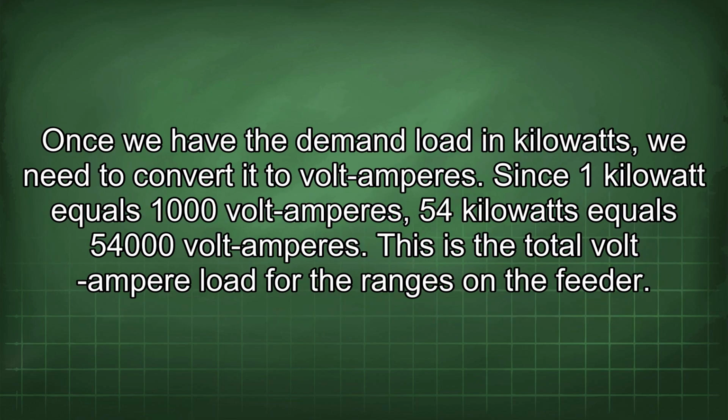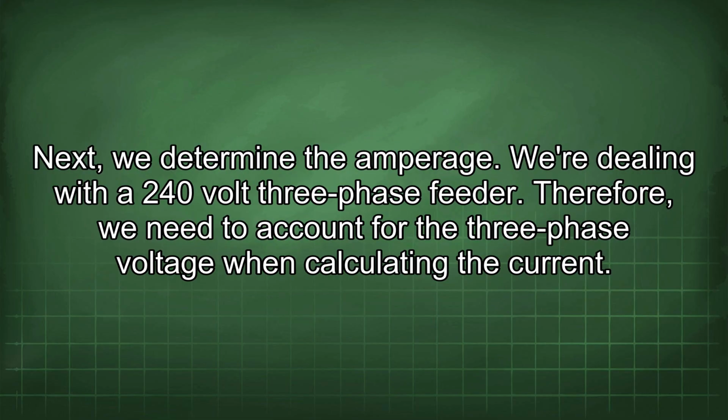Once we have the demand load in kilowatts, we need to convert it to volt amperes. Since 1 kilowatt equals 1000 volt amperes, 54 kilowatts equals 54,000 volt amperes. This is the total volt ampere load for the ranges and the feeder. Next, we determine the amperage. We're dealing with a 240 volt 3-phase feeder.